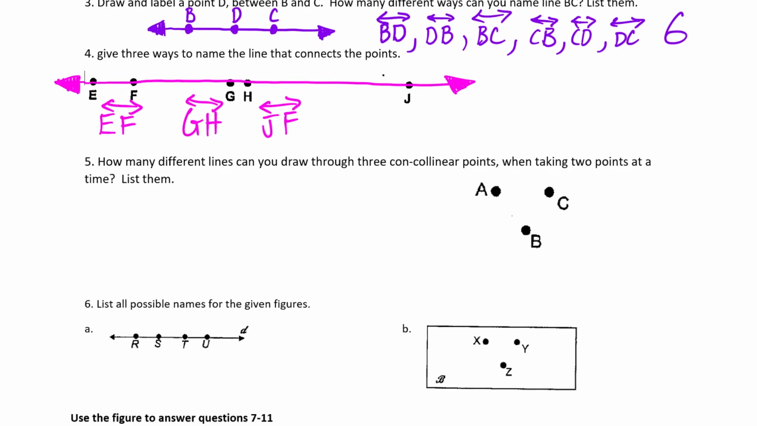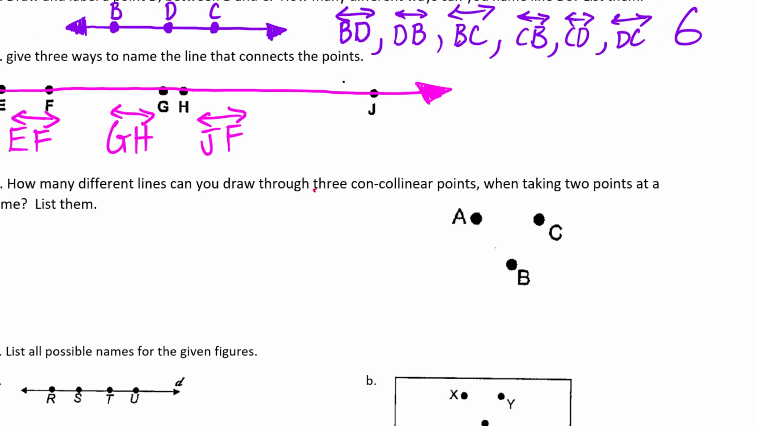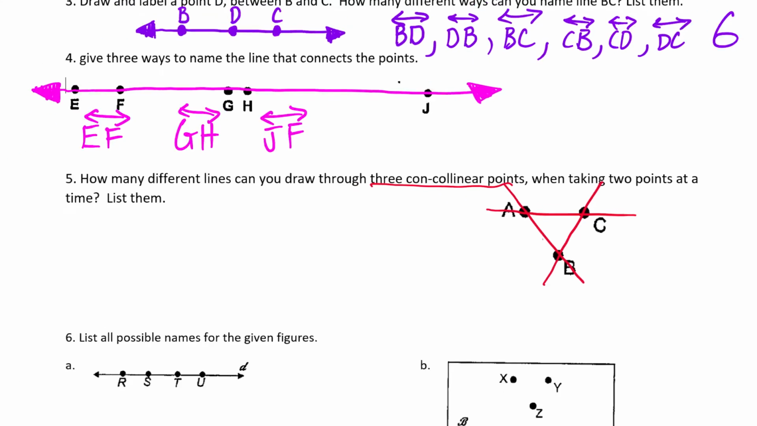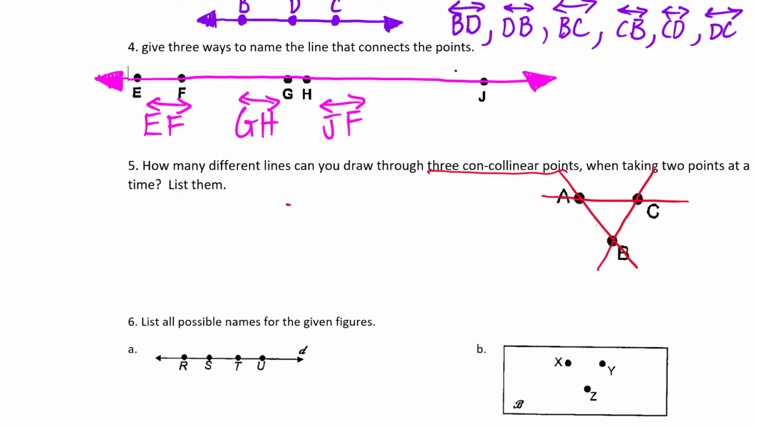Okay, number 5 says, how many different lines can you draw through 3 non-collinear points when taking 2 points at a time? So that's what we have already drawn for us. A, B, and C, they're non-collinear. They're not all on the same line. So we can draw 1, 2, 3 lines through 3 non-collinear points.